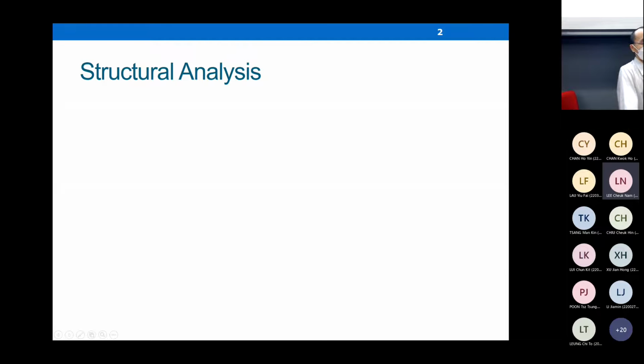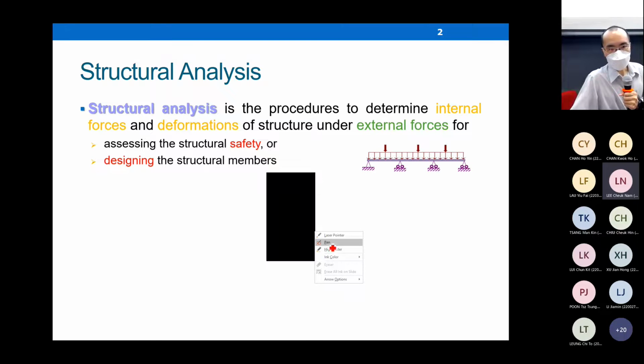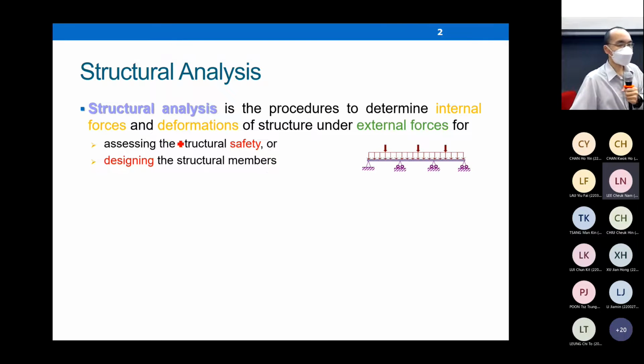Basically, theory of structure 1 is a fundamental structural analysis module. In this module, you have learned how to analyze the performance of structures. A structure can be a frame, a beam, a truss, or any other kind of structure, to determine their response. What do I mean by response? Normally, response means two things: internal forces, moment, and shear force.